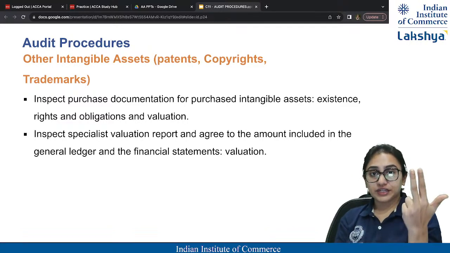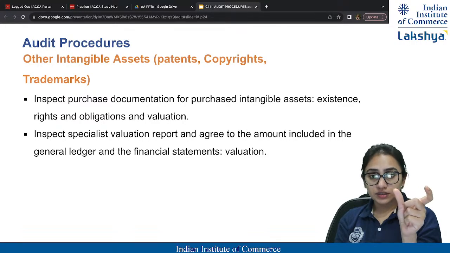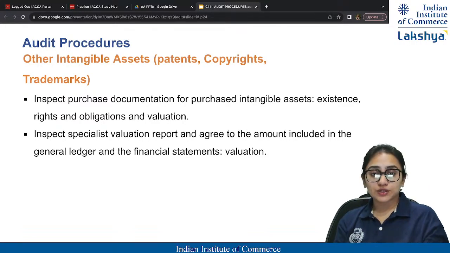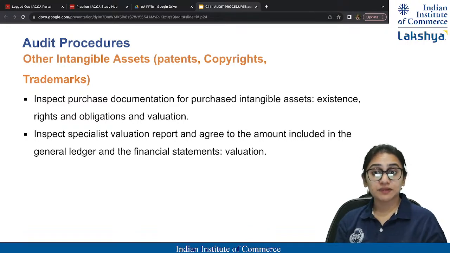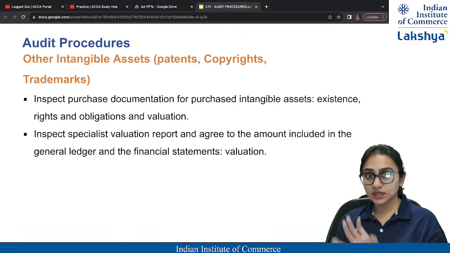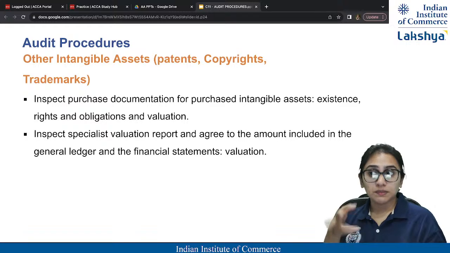Patent, copyright and trademark have certain valuation. So inspect the specialist valuation report and agree to the amount included in the general ledger and the financial statements for valuation. Okay, so patent, copyright and trademark have immense value, but that valuation cannot be done by anybody. You need to have a specialist to value the intangible asset, because it's not like valuing a tangible asset; you cannot see it, but it has immense value.